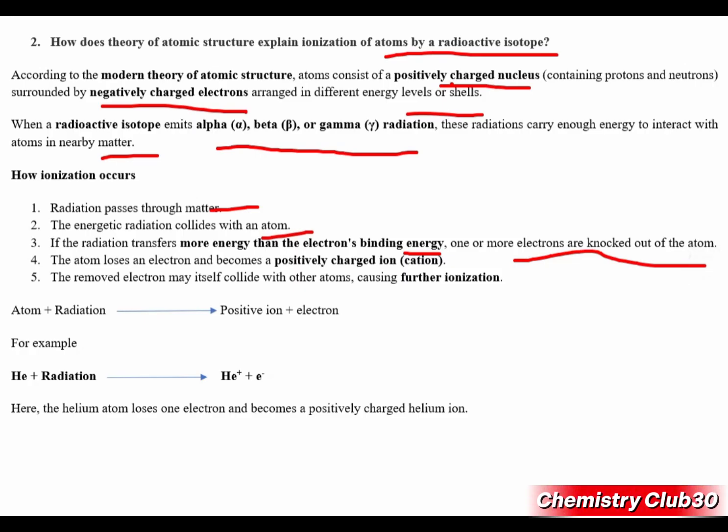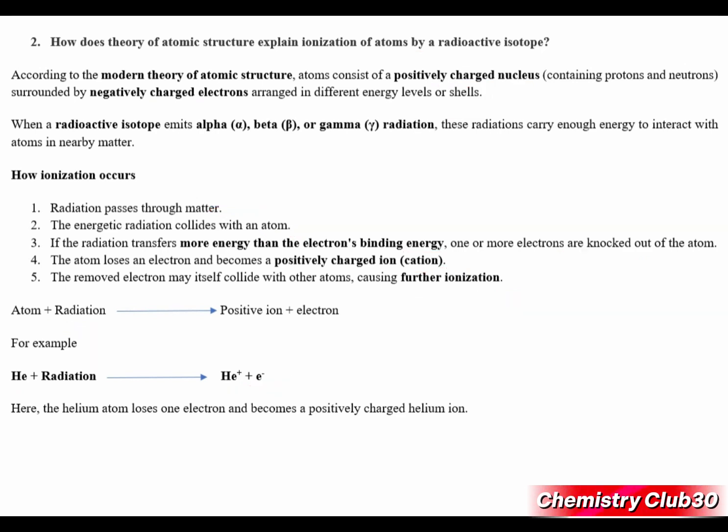The atom loses an electron and becomes positively charged, that is also called cation. The removed electron may itself collide with other atoms, causing further ionization. Generally, we can represent atom plus radiation, and it will result in the positive ion and electron. For example, if we have helium atom and radiation, this helium atom can lose an electron when radiation falls on it, and it will result in He positive, helium cation, and electron. So helium atom loses one electron and becomes positively charged.